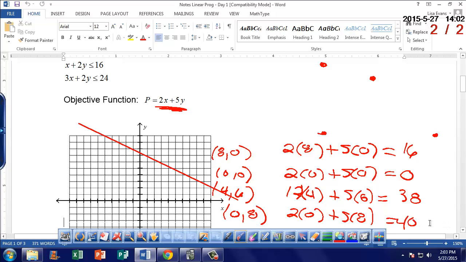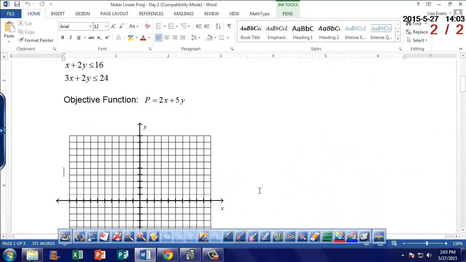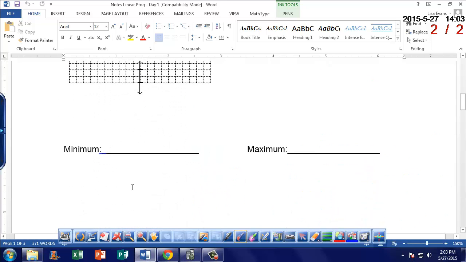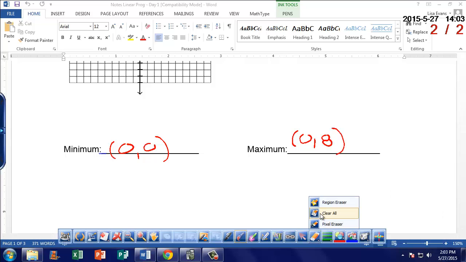So we're going to look at these numbers, and we know that 0, 8 is going to be our maximum, and 0, 0 is going to be our minimum. So when it asks for the min and max, you would plug it in down here. You would actually talk about the point. So the minimum point is 0, 0, and the maximum point is 0, 8. Okay, now I'm going to show you how this all applies to a word problem.